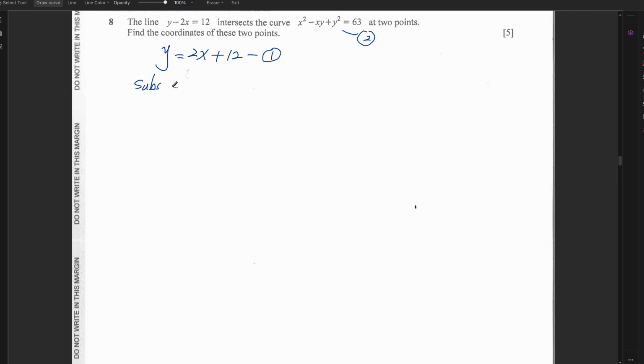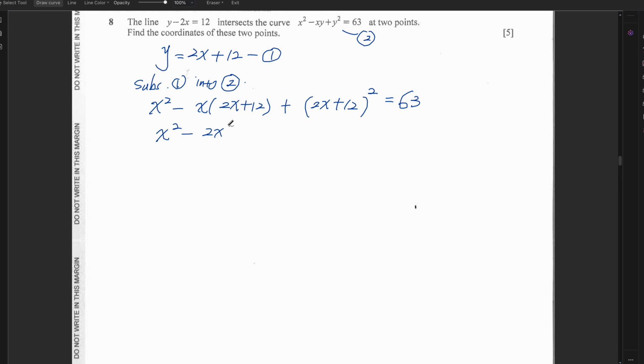Then substitute 1 into 2. And we have x squared minus x times (2x plus 12) plus (2x plus 12) squared equals 63. Further simplify, we have 2x squared minus 12x plus 4x squared, 2 times 2, 4, 4 times 12, 48.